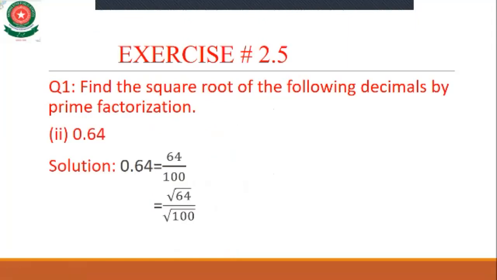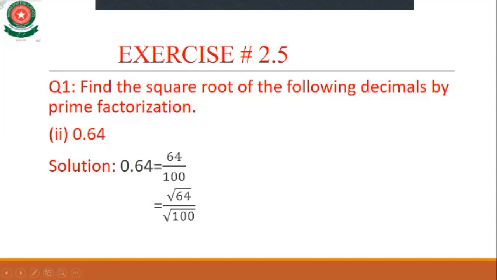Now move towards exercise 2.5. In exercise 2.5, find the square root of the following decimal by prime factorization method. We will find the square root of the following decimal by prime factorization method. Question 1 part 2 is 0.64.